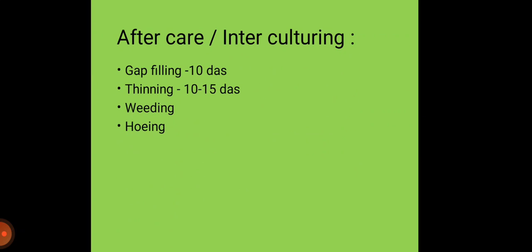Then aftercare and intercultivation. In intercultivation, gap filling should be done early, within 10 days after sowing. Then thinning, 10 to 15 days after sowing, is necessary for the optimum plant population of the sorghum crop. Thinning is one of the important parts, to maintain the desired plant population and for maximum yield.